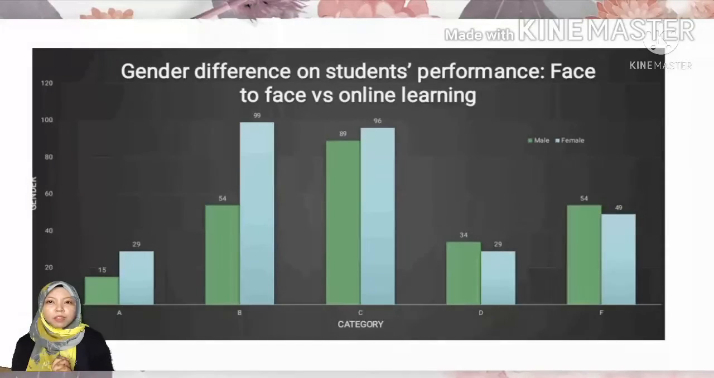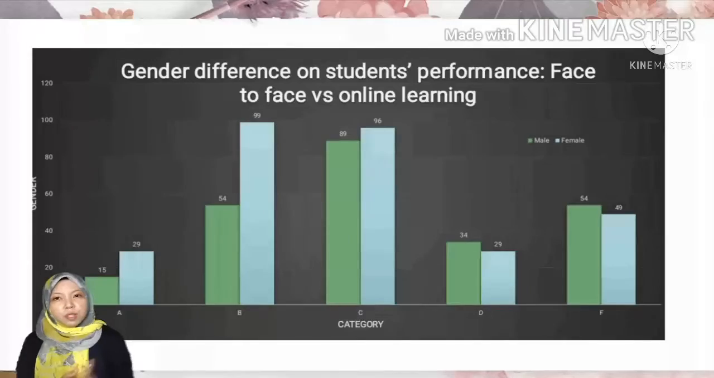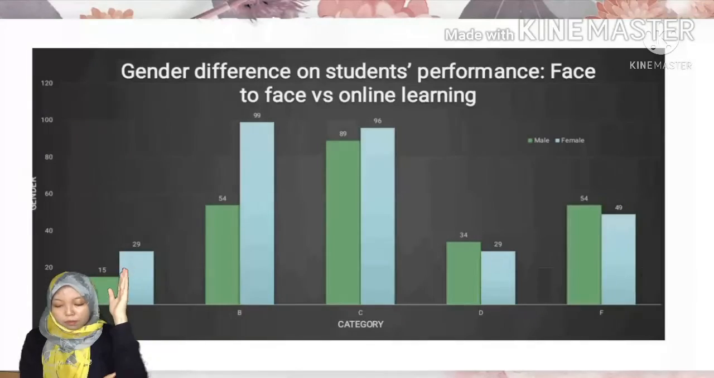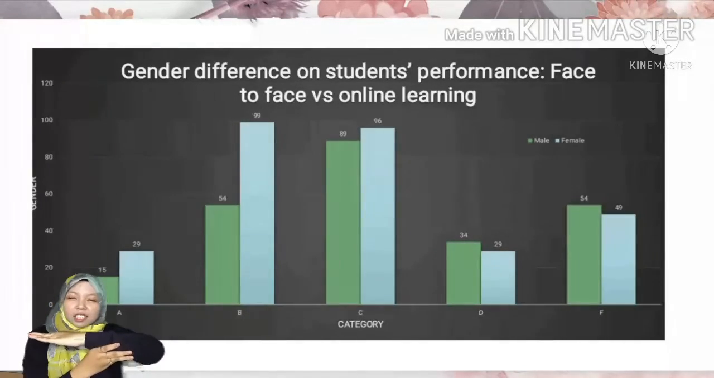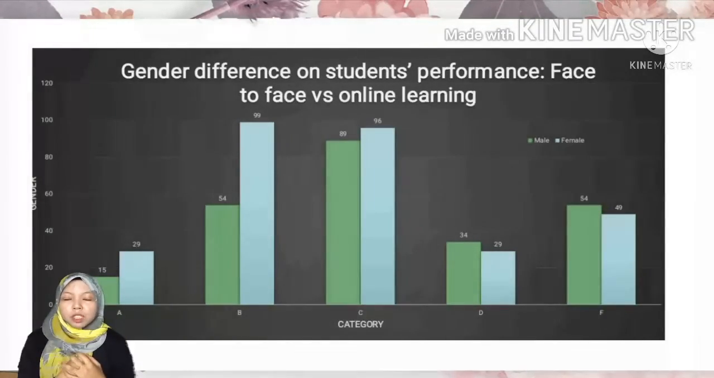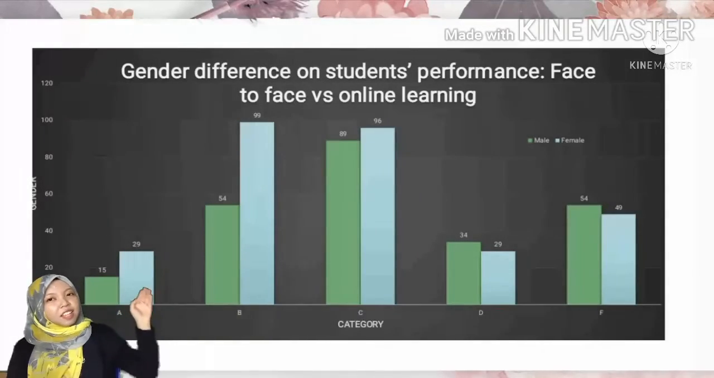Okay, I will tell you more information about this graph. Alright, I will show you this graph. If you see these lines, this is the y-axis and this is the x-axis. The y-axis is the number of students for every class, and the x-axis is for every class. It means the x-axis has classes A, B, C, D, and E.